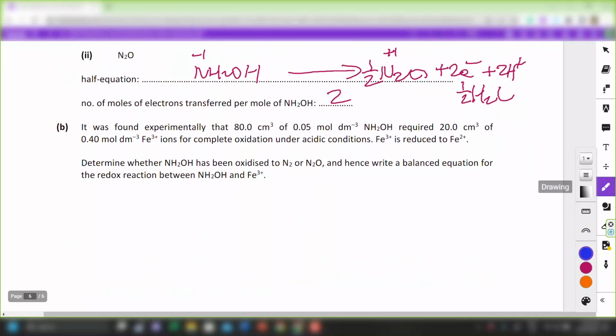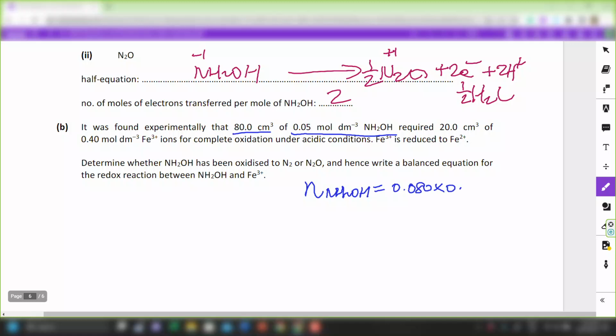Then for part B, it was found that I have 80 cubic centimeters of 0.05 moles per dm cube of hydroxylamine. So in this case, let me calculate the number of moles of hydroxylamine, NH2OH. So this will be 0.080 multiplied by 0.05, so I'm going to end up with 0.004. Maybe I should write it in standard form. So that would be 4.00 times 10 to the power of -3 moles.